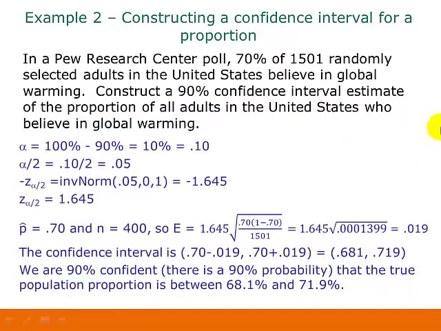Here's another example. In our Pew Research Center poll, 70% of 1,501 randomly selected adults in the United States believe in global warming. Construct a 90% confidence interval estimate of the proportion of all adults in the United States who believe in global warming. Again, what we're being asked for here is a 90% confidence interval for the population proportion.